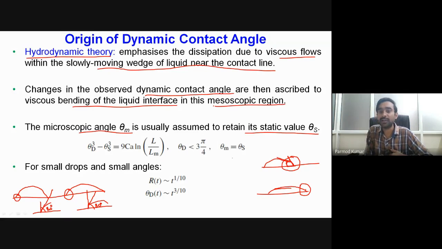microscopically, the value of the contact angle, or I can say that microscopically the droplet is nothing but in static equilibrium with the surface, whereas whatever motion of the contact line is happening is because of the viscous dissipation over here, particularly in this wedge portion above the microscopic length scale of the droplet.